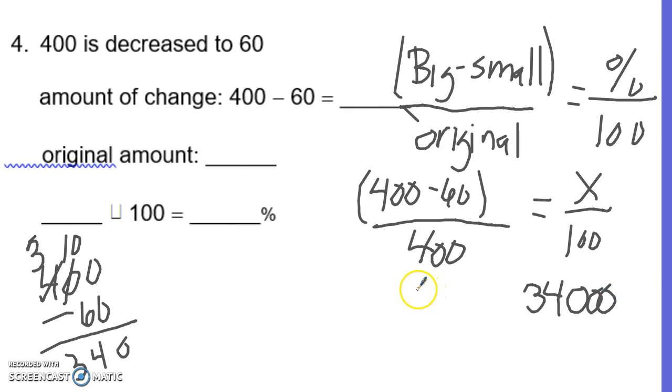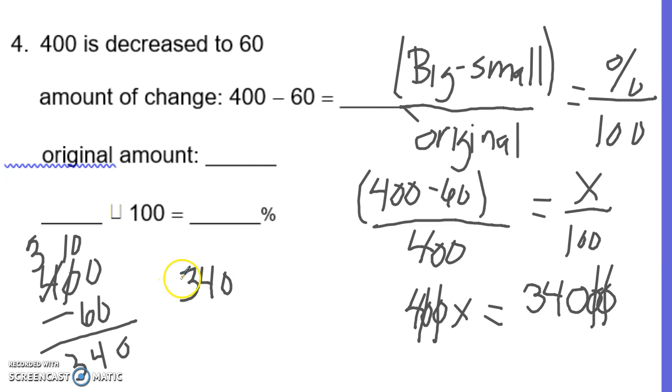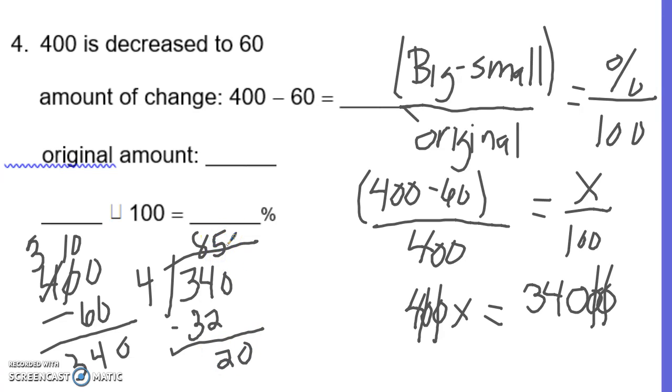Then I'm going to divide by 400. I'm going to cancel out 2 zeros here, 2 zeros here. So it's going to be 340 divided by 4. 4 can go into there 8 times. 4 can go into 20 5 times. So we have 85%.